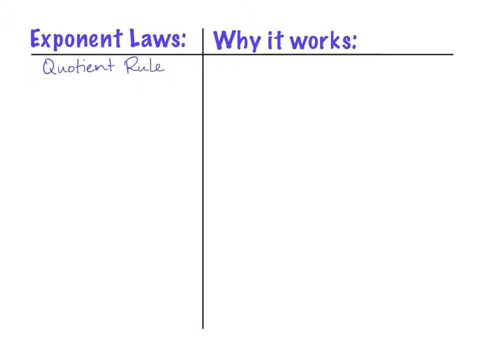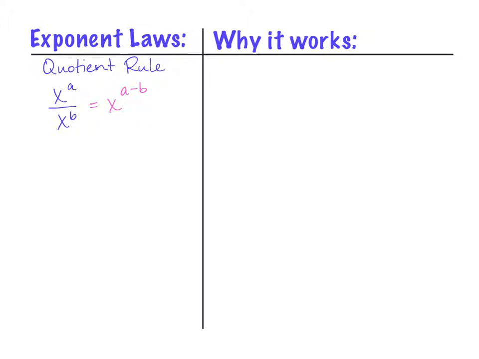And that is, if I have x to the a divided by x to the b, keep in mind we always have to have the same base here, otherwise it doesn't work. That is going to equal x to the a minus b.